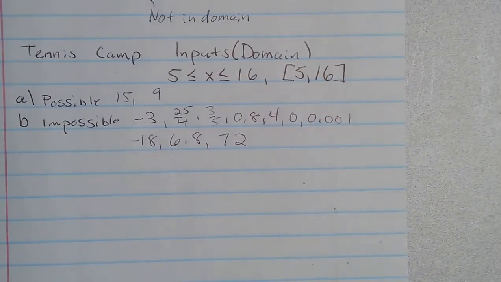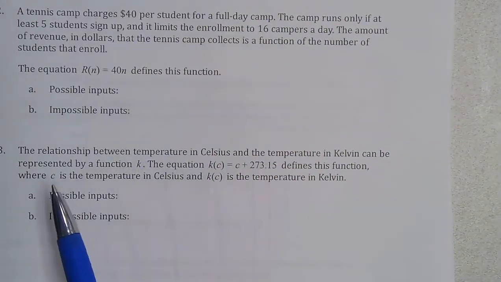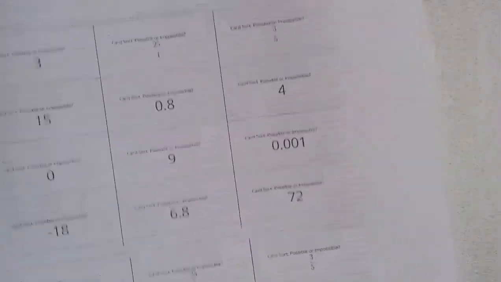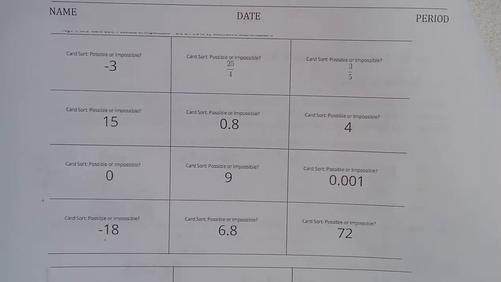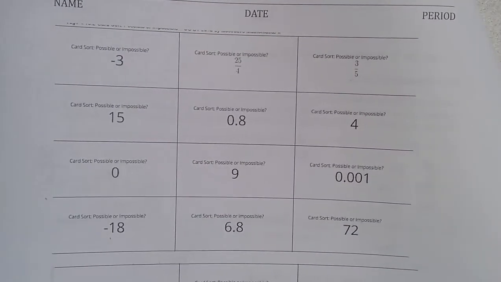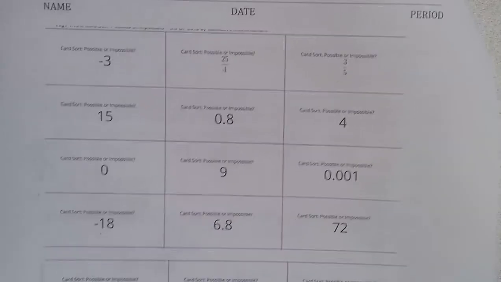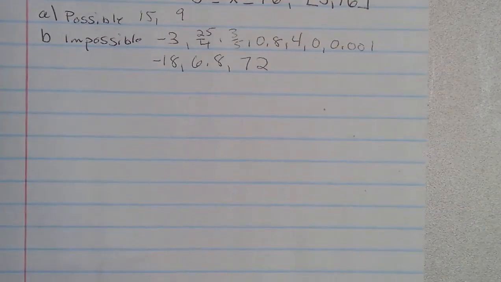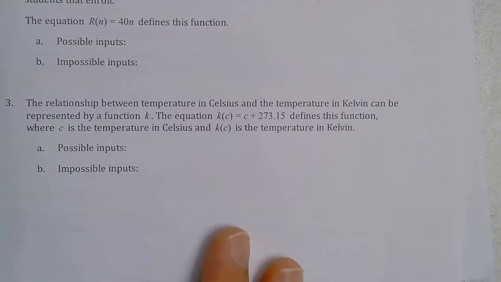So what I'm going to have you guys do now is try this, read this function, go through your table, and list it as, is it a possible input or an impossible input? So I'm going to pause the video, let you guys try that, and then I will place my answers on here so you can check. So again, here's the question.